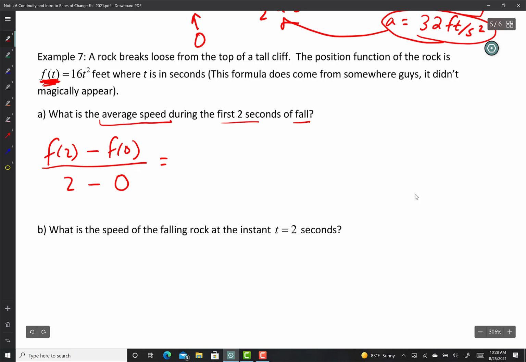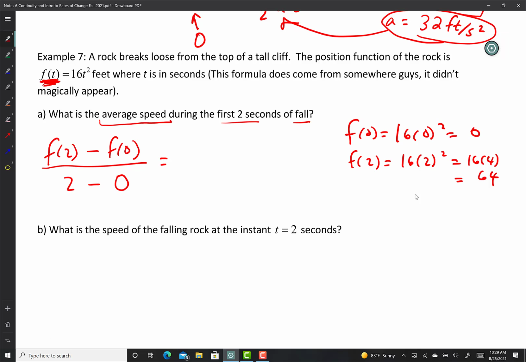I'm going to find out what f of 0 is, which is just 0, right? 16 times 0 squared is just 0. And I'm going to find out what f of 2 is. 16 times 2 squared is 16 times 4, which is 16, 32, 64. I want to say 64. So I'm going to write 64 minus 0, just for clarity in the notes, divided by 2 minus 0. So 64 divided by 2 is 32, and I need units. What are the units?